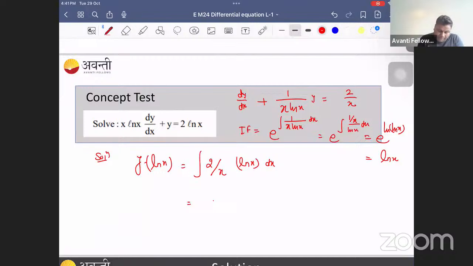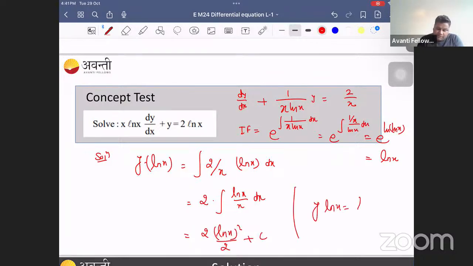So now the question became even simpler. The answer will be the integral of 2 ln x upon x dx. Now substitute: take ln x as t, and 1 by x dx will be dt. So the answer will be 2 times (ln x) whole square by 2 plus constant. So the answer will be y equals (ln x) whole square plus constant.